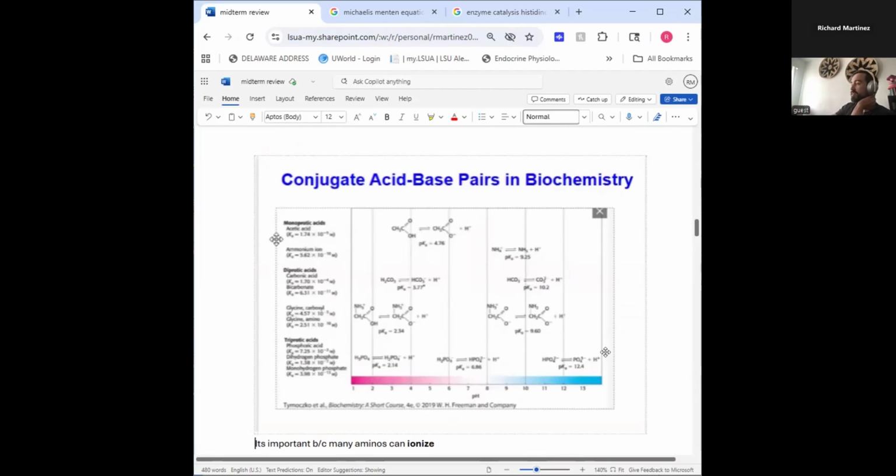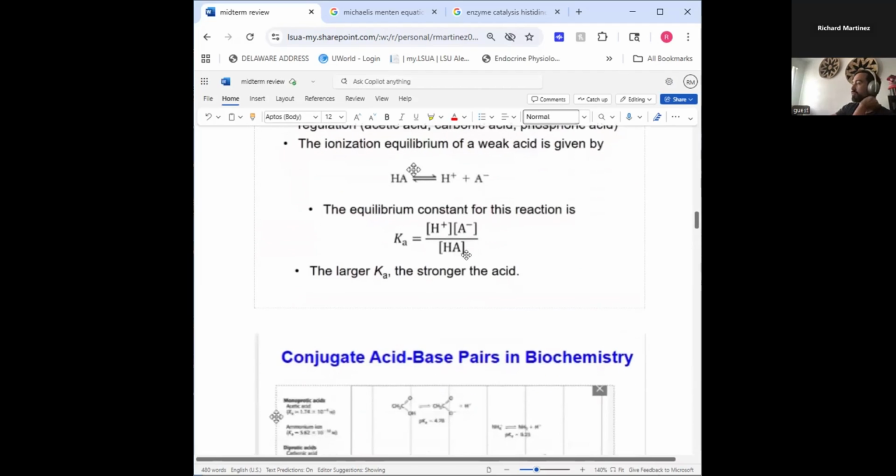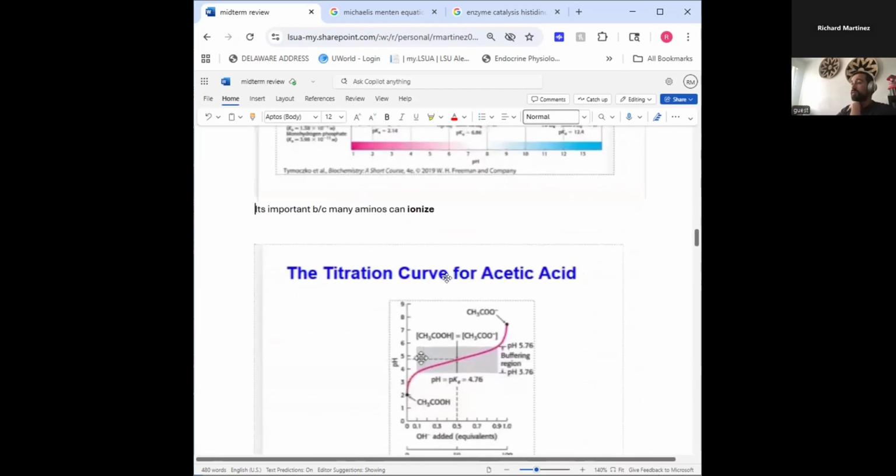The conjugate acid base. Think about it like carbonic acid. So we've got carbonic acids, right? We're talking about up here. You've got bicarbonate, phosphoric acid. They act as neutral buffers to maintain 7.4 pH, which is your physiological pH. Which we'll see right here.